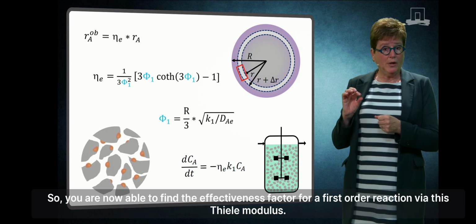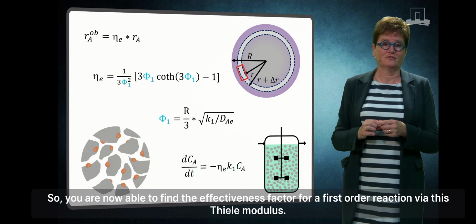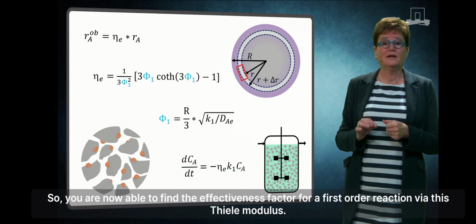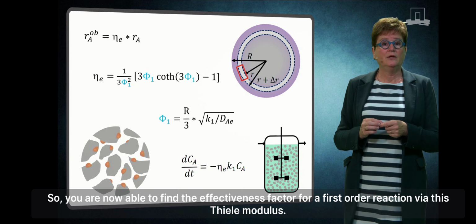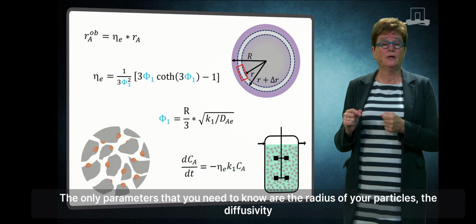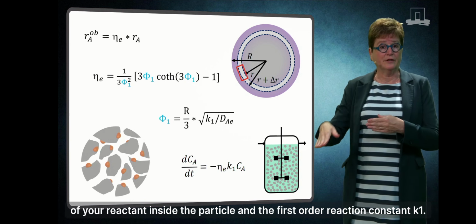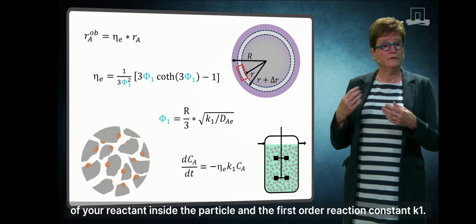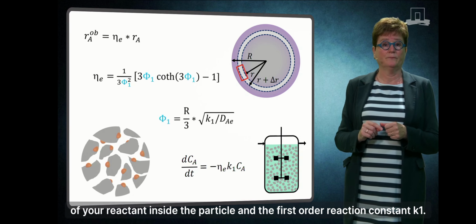So you are now able to find the effectiveness factor for a first order reaction via this Thiele modulus. The only parameters that you need to know are the radius of your particles, the diffusivity of your reactant inside the particle, and the first order reaction constant k1.